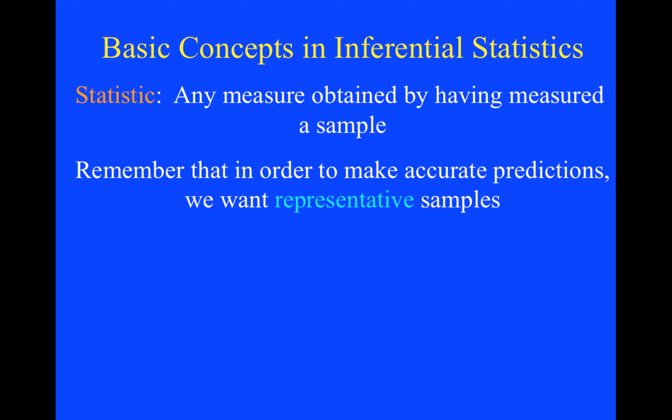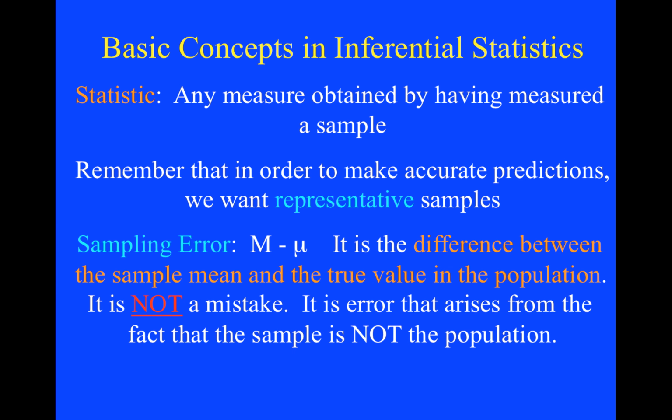Now remember that in order to make accurate predictions, we want representative samples. So if we were going to use a sample from this class to predict the average height of the class, we would have to sample people randomly and use the average statistic as a way of making an inference to the true population mean of height in this case.